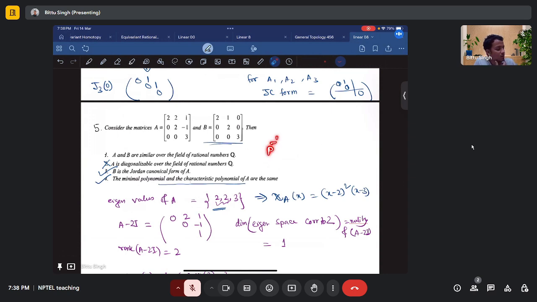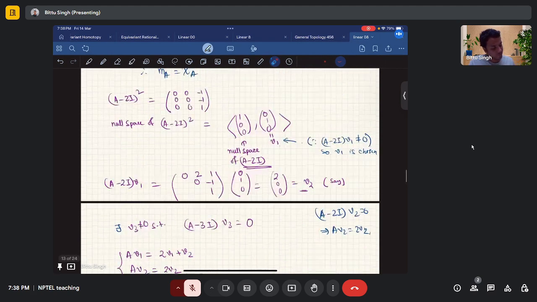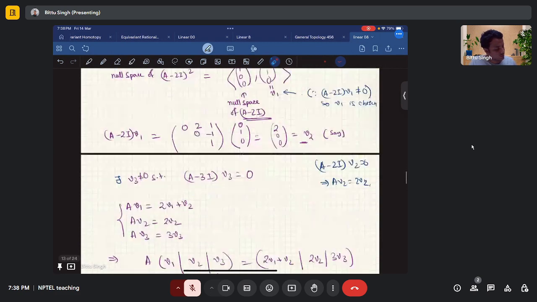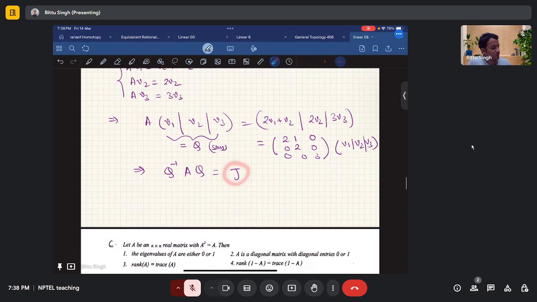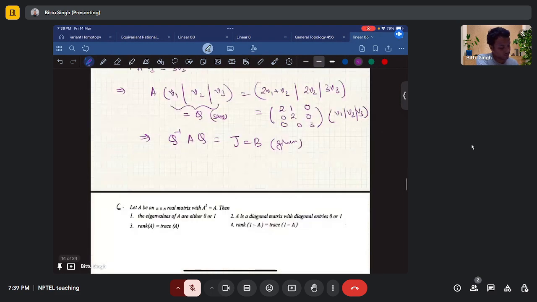There exists P inverse AP equal to B, which is same as this P, or Q inverse. So though I have written some Q inverse, you can also write P inverse. There is no issue. Okay. So this J is actually the given B. This is same as B given. So P inverse, this is true. Okay. So question number 5 is done.